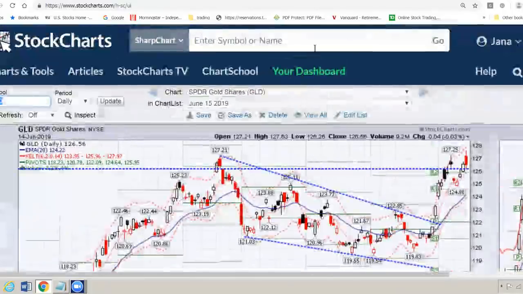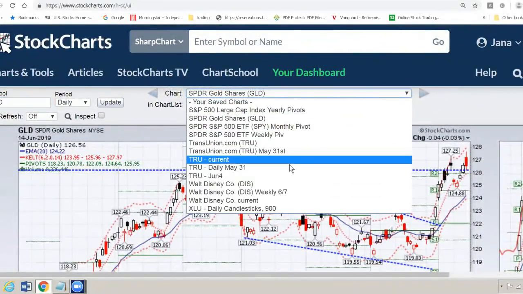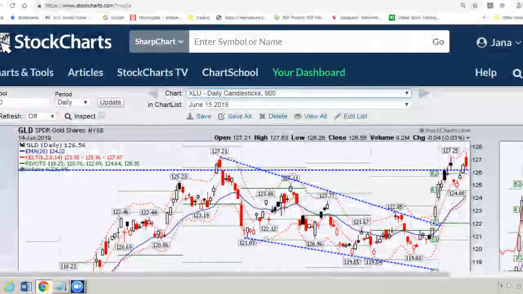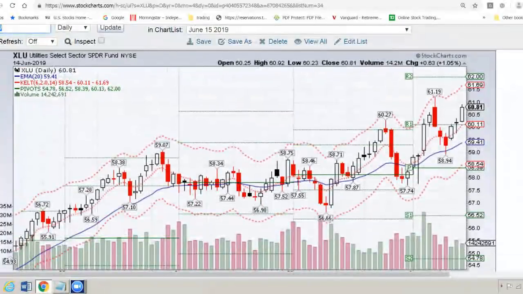One more thing on pivots here. Kind of interesting: I was looking for a pullback in the utilities. Most people think utilities is not a trading vehicle, but it's actually been a pretty good trading vehicle.